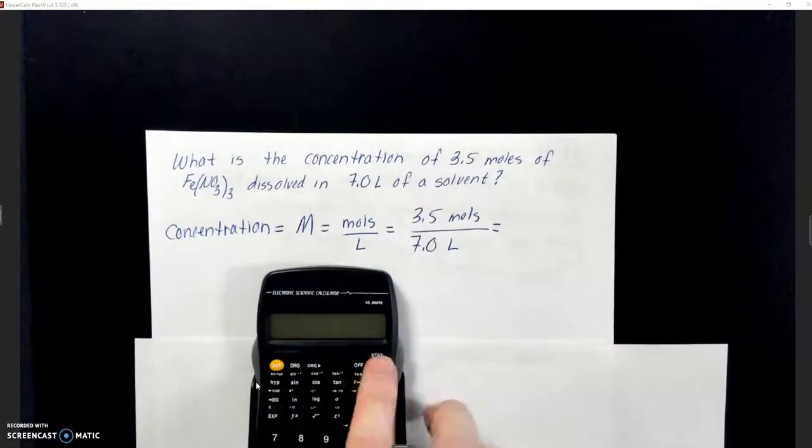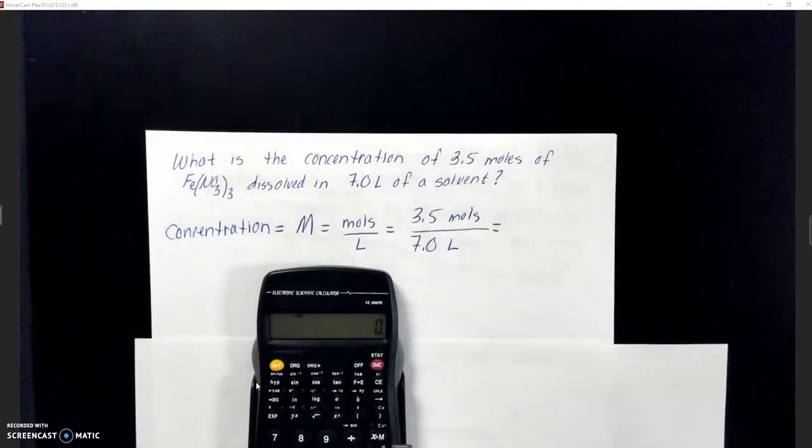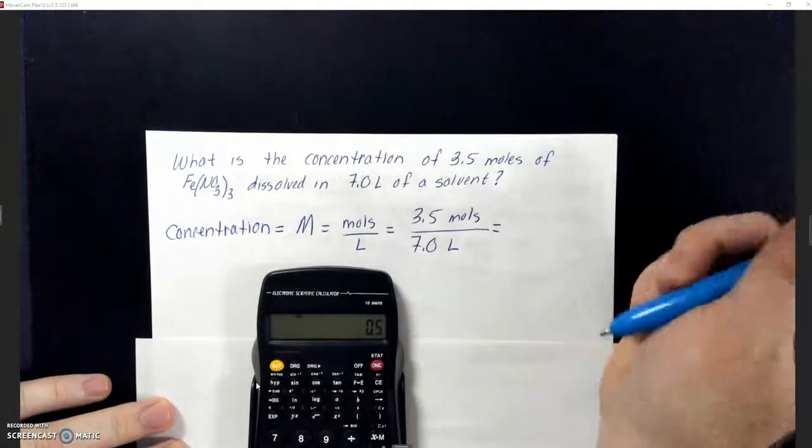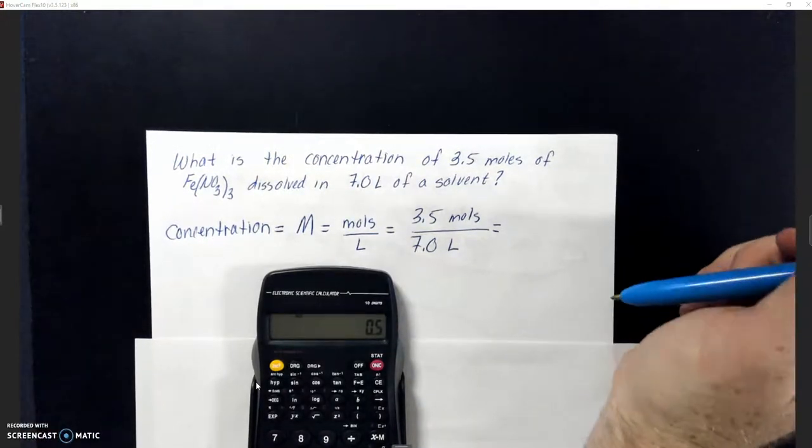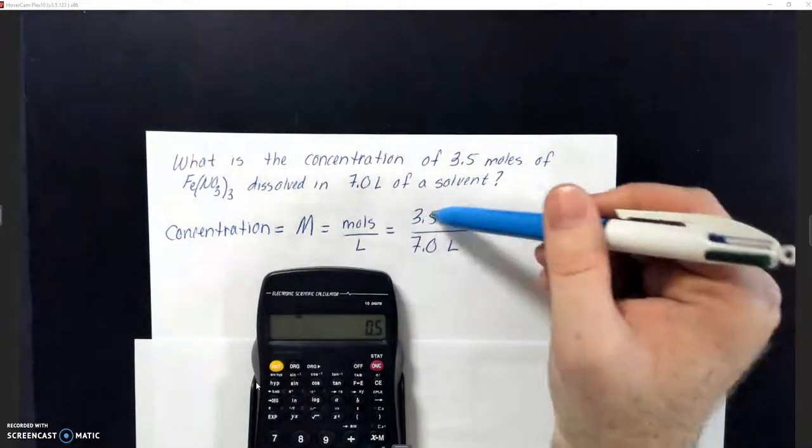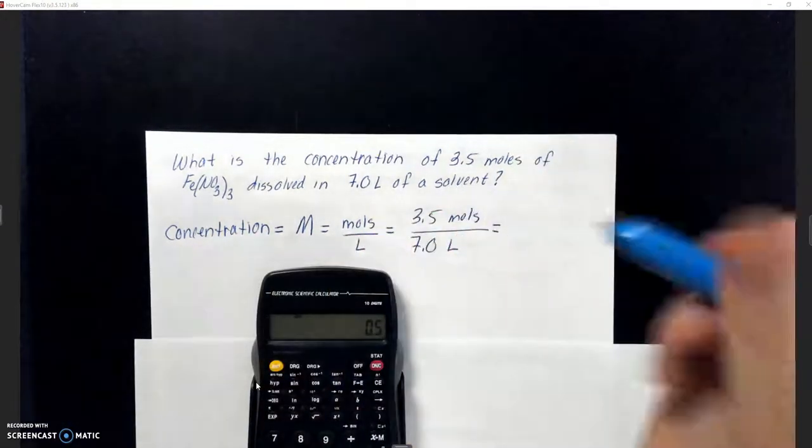Now we need our calculator. Now I can do this in my head, but for those of you that need to see it put out on a calculator, I'll go ahead and do that. 3.5 divided by 7 is 0.5. Now, how many significant figures are we allowed to have? Well, there's 2 here and 2 here, so we need 2.